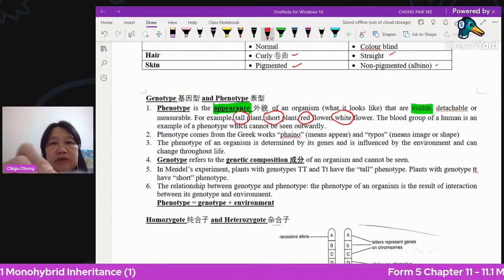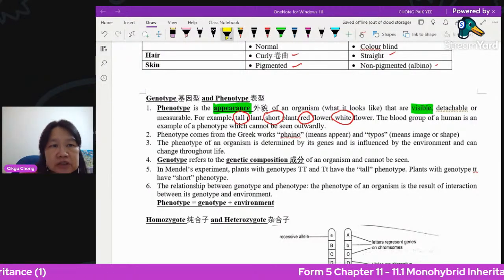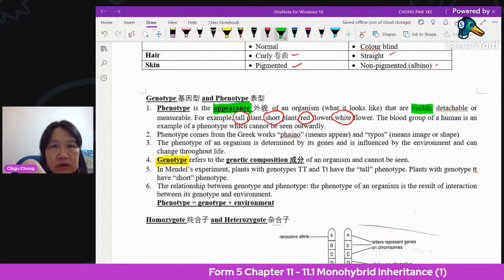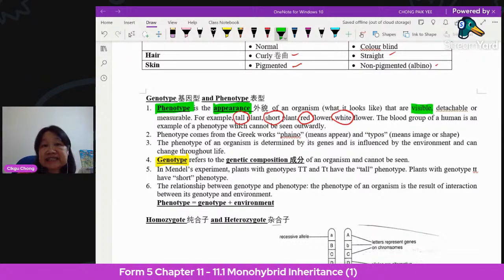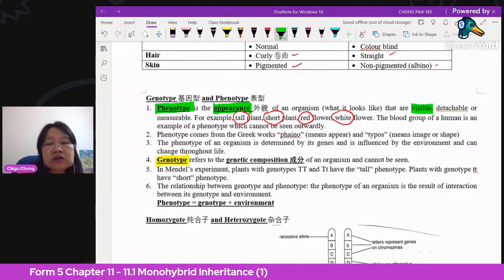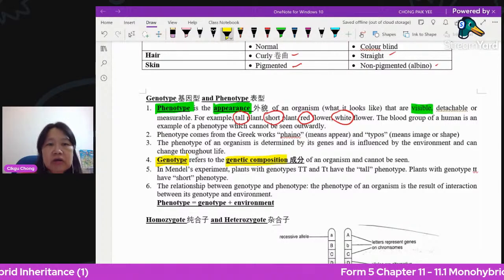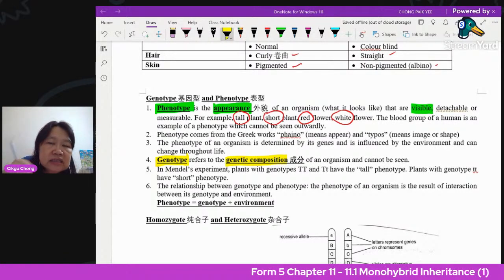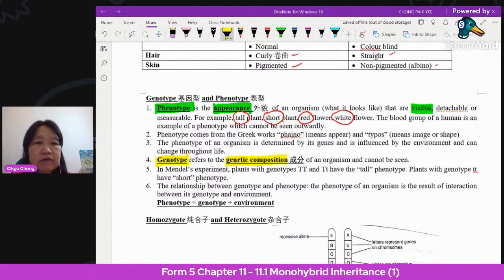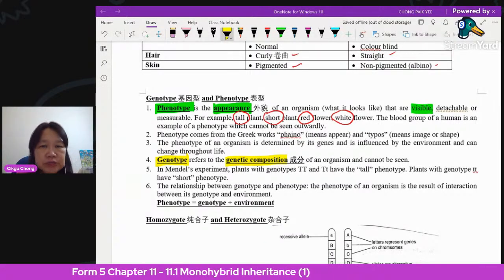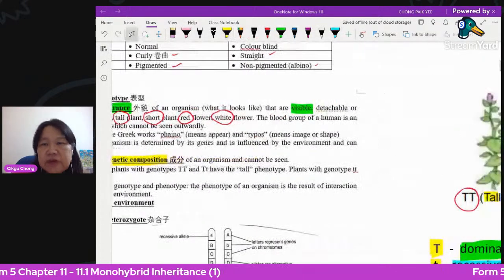Now, the other type that you need to learn is genotype. Genotype you cannot see. Okay, this is the genes that's inside the cell. This is called the genetic composition, which you cannot see. All right, now, how do we answer the question when they ask you, what is the genotype of the offspring? What is the phenotype of the offspring? Okay, don't worry, let's look here. I'll give you an example.